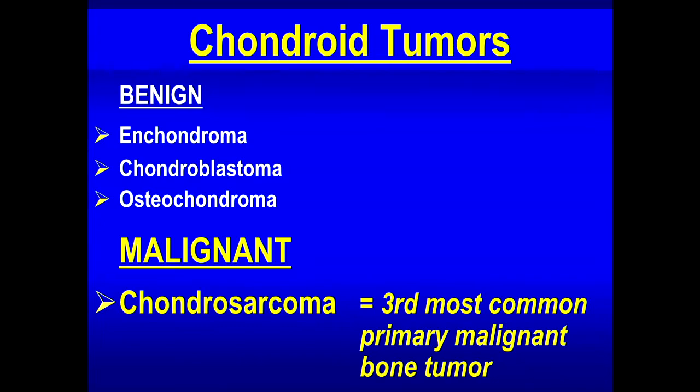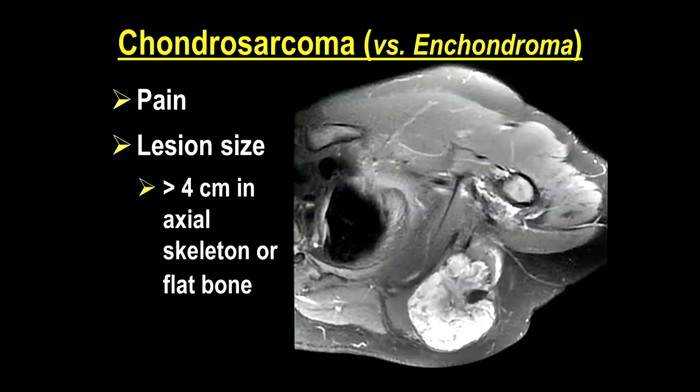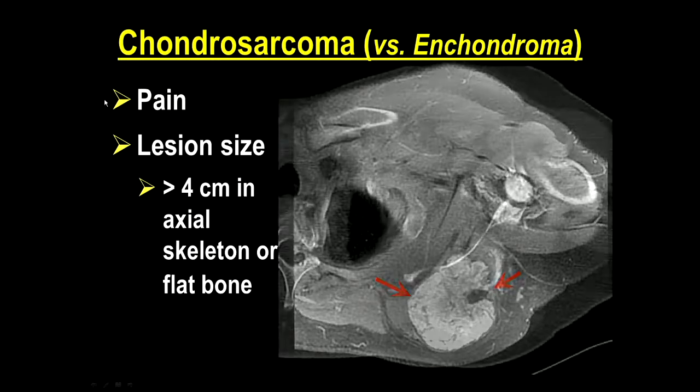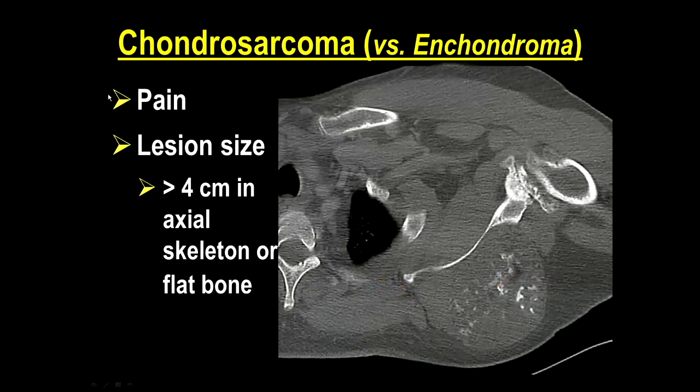How do we differentiate chondrosarcomas from enchondroma? Well, one of the most important features is a clinical one. Simply, the presence of pain is associated with chondrosarcomas. Lesion size is also an important feature. When the lesion is greater than 4 cm in the axial skeleton or in a flat bone, we're going to be worried about a chondrosarcoma.